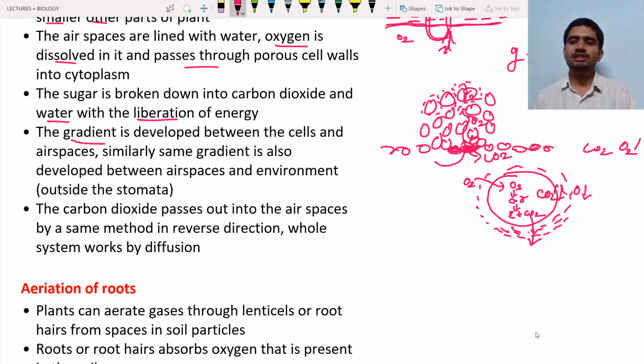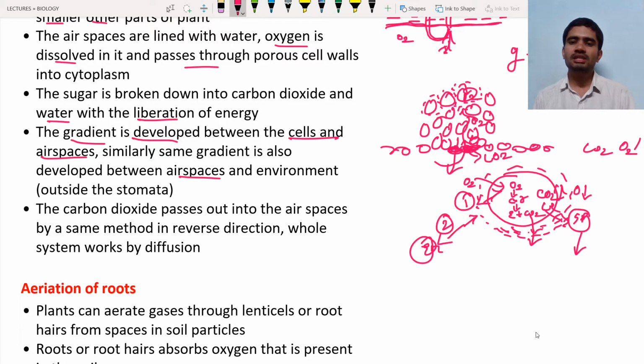They will get exchanged from the cell into the air spaces, from the air spaces into the stomata, and through the stomata to the outside. So this is a main important point over here. The gradient is developed between the cells and air spaces. This is the first point. Next, similarly the same gradient is developed between the air spaces and the environment. So this is the air space and this is the environment. This is the second.